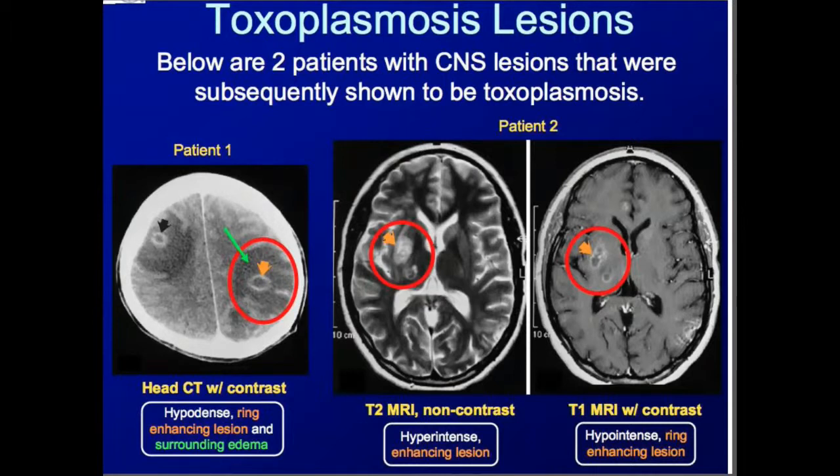And the second patient has two MRIs. The first MRI is T2 MRI without contrast, and you can see a hyper-intense ring-enhancing lesion. But on T1 MRI with contrast, you can see hypo-intense ring-enhancing lesion.